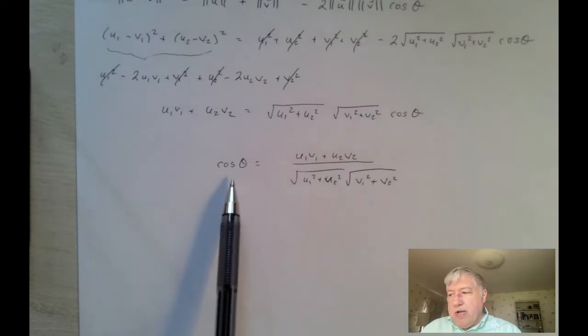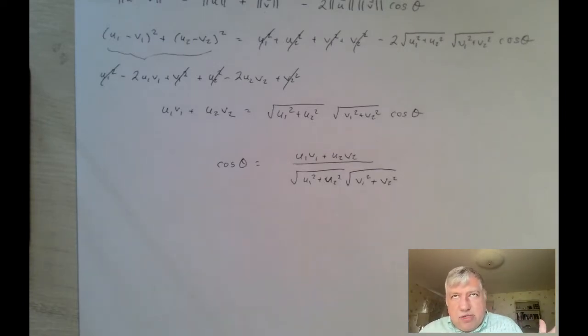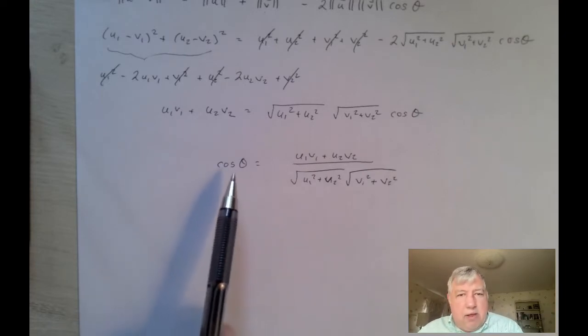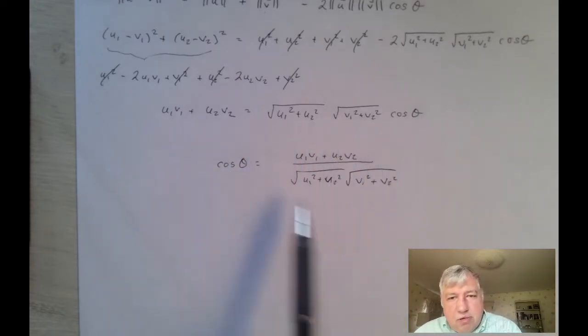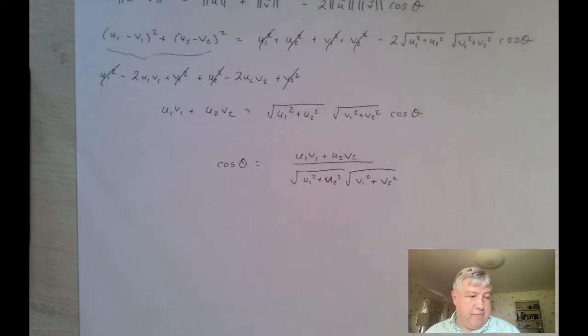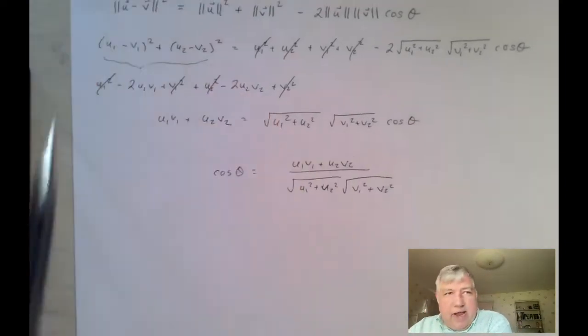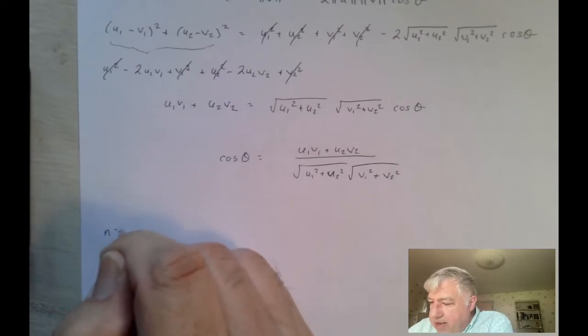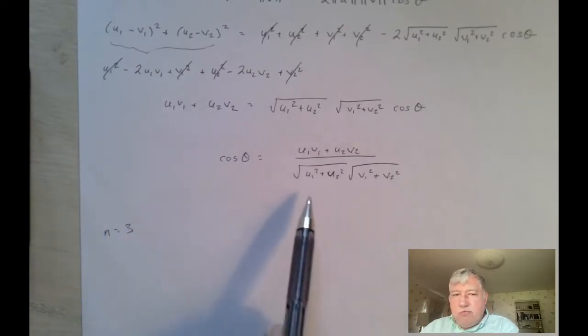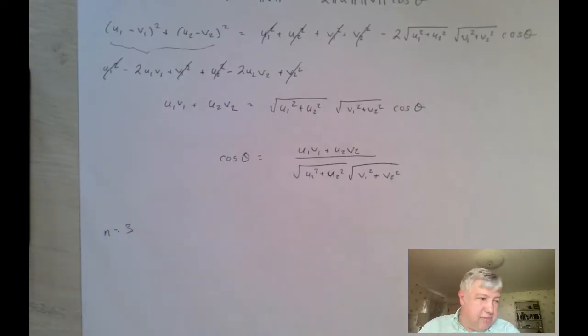Once we understand the cosine, as long as we restrict our angle to be between 0 and 180 degrees, this cosine determines the angle, and this cosine is completely determined by the coordinates. Now the question is, well, that's for n equals 2. What happens when n equals 3? What is the most obvious generalization of this?